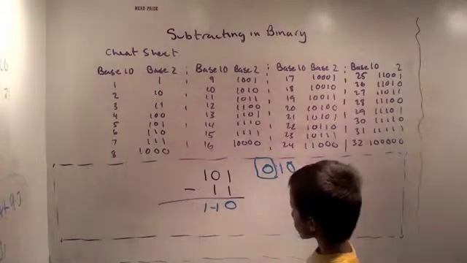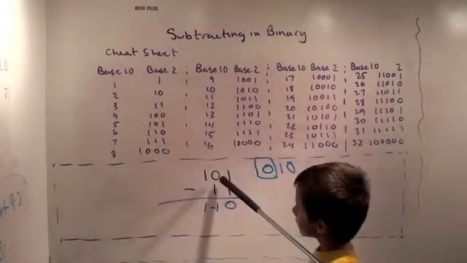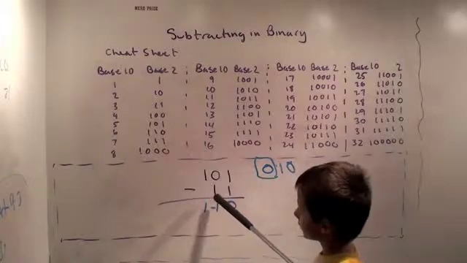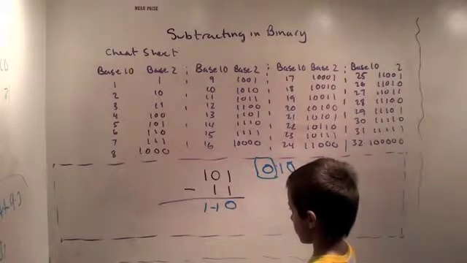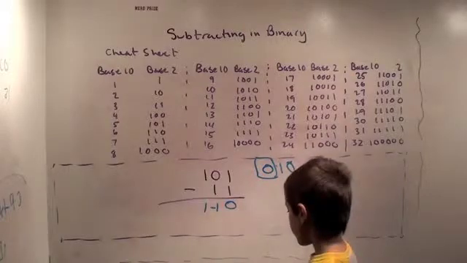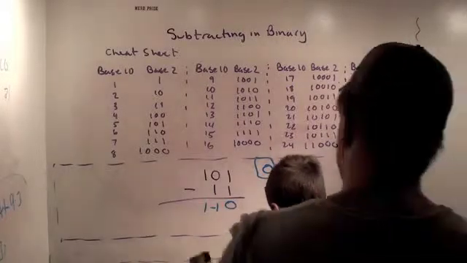Okay, so let's see if we got this right. 101 is what number? 5. 5. 11 is 3. And so what should 5 minus 3 be? 5 minus 3 should be 2, and 1, 0 is 2. Okay, very good. Now you ready for a harder one? Yeah. Okay.